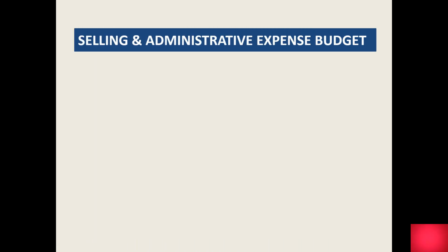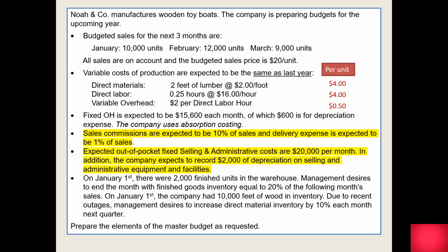Now that we've prepared the production cost budgets, let's prepare the selling and administrative expense budgets. Recall that sales commissions are expected to be 10% of sales and delivery expense is expected to be 1% of sales. So the variable selling and administrative expense is 11% of sales. The expected out-of-pocket fixed selling and administrative costs are $20,000 per month. In addition, the company expects to record $2,000 of depreciation on selling and administrative equipment and facilities.